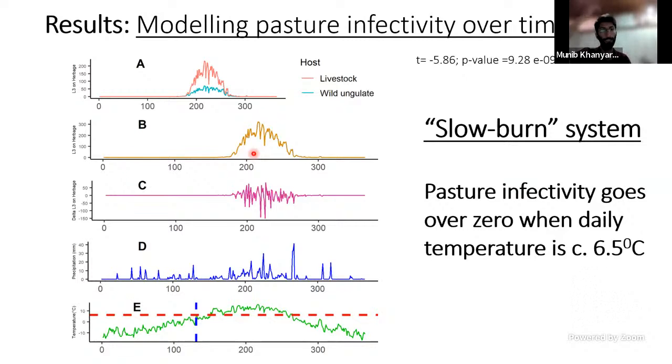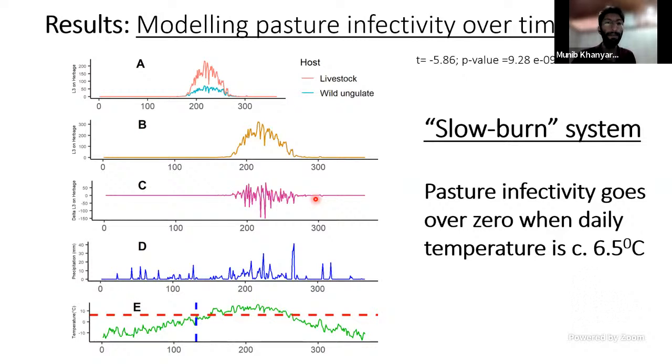Panel B is essentially just combining the two results together, of hosts in the system, if you just want to see pasture infectivity across. Panel C basically shows when the fluctuations start. As I said, nothing happens for a long time in the year because it's cold, and then the fluctuations start mid to late summer, and then they die down again from autumn onwards.